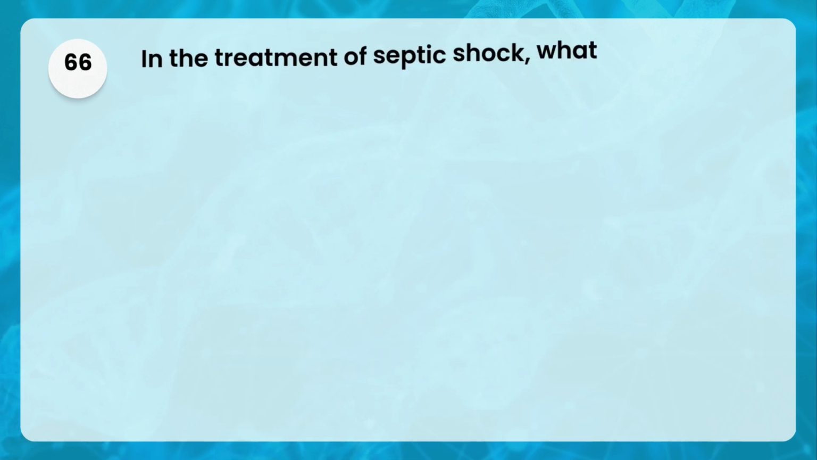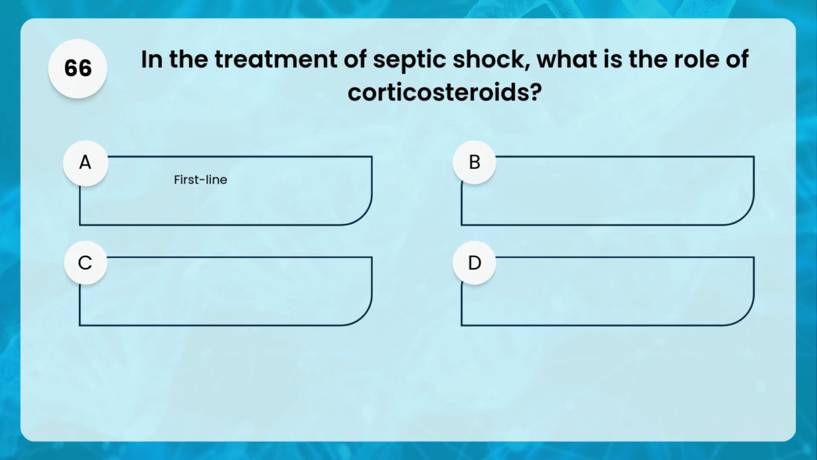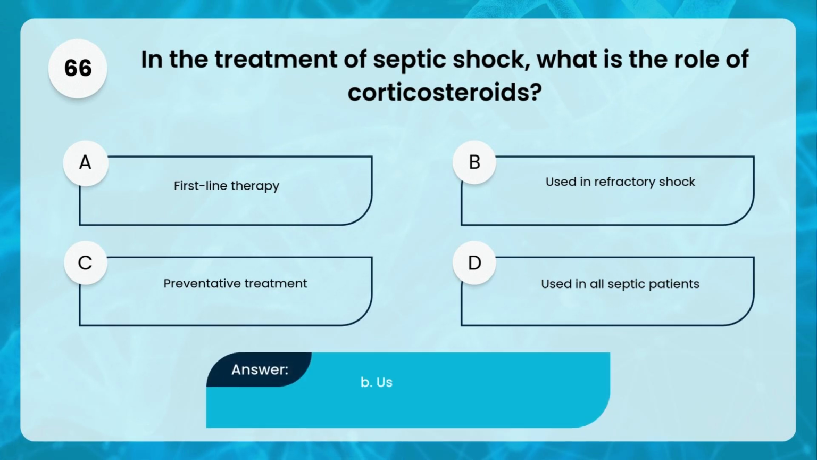Number 66. In the treatment of septic shock, what is the role of corticosteroids? A. First-line therapy. B. Used in refractory shock. C. Preventative treatment. Or D. Used in all septic patients? The answer is B. Used in refractory shock.